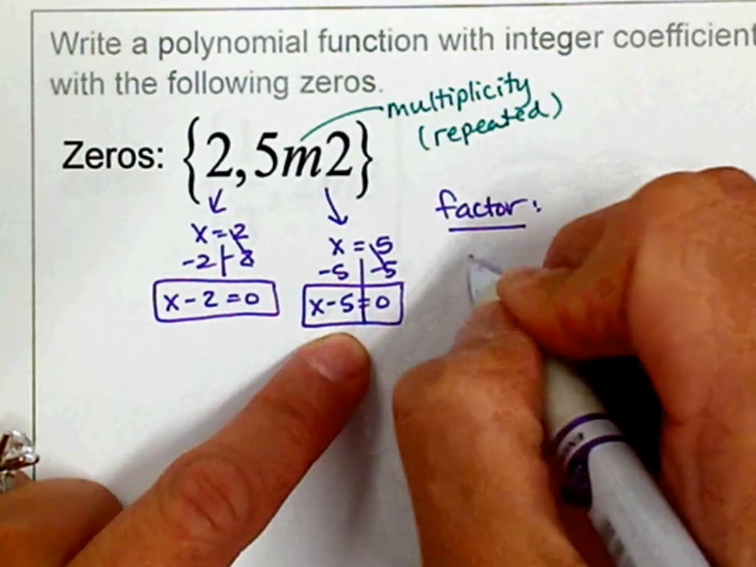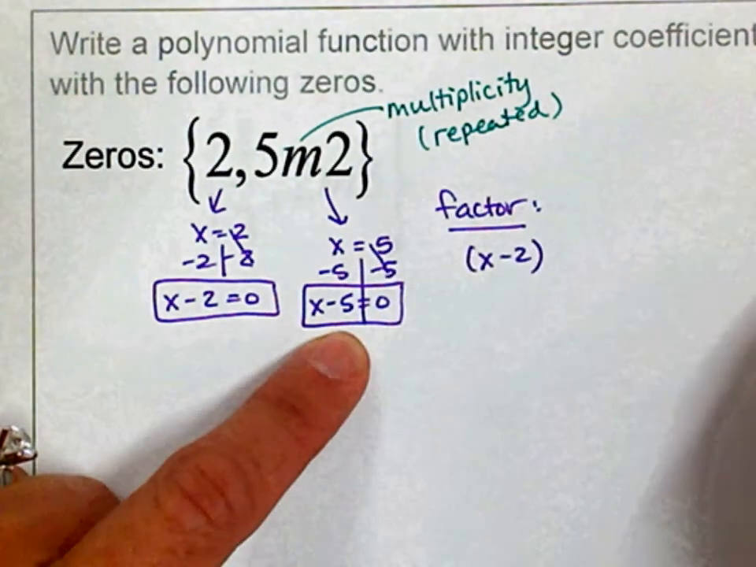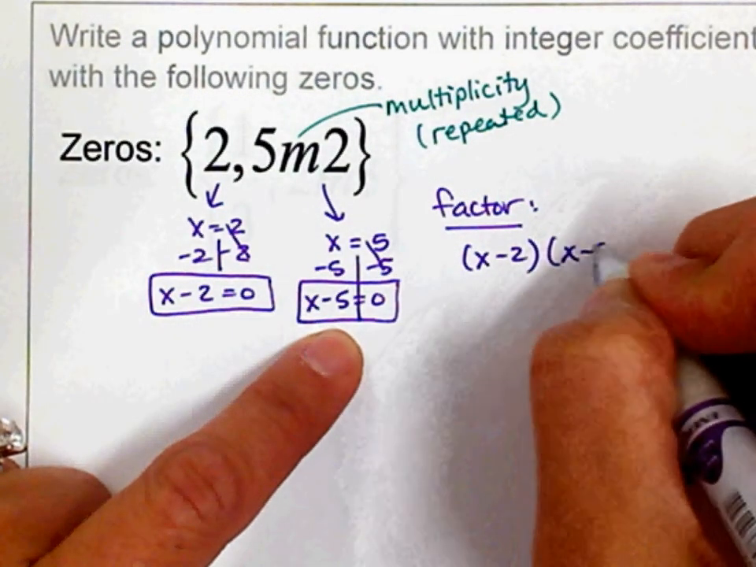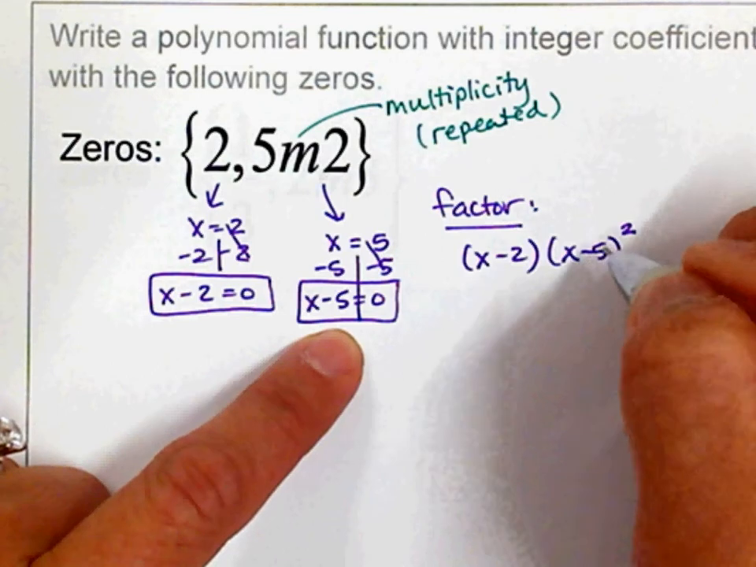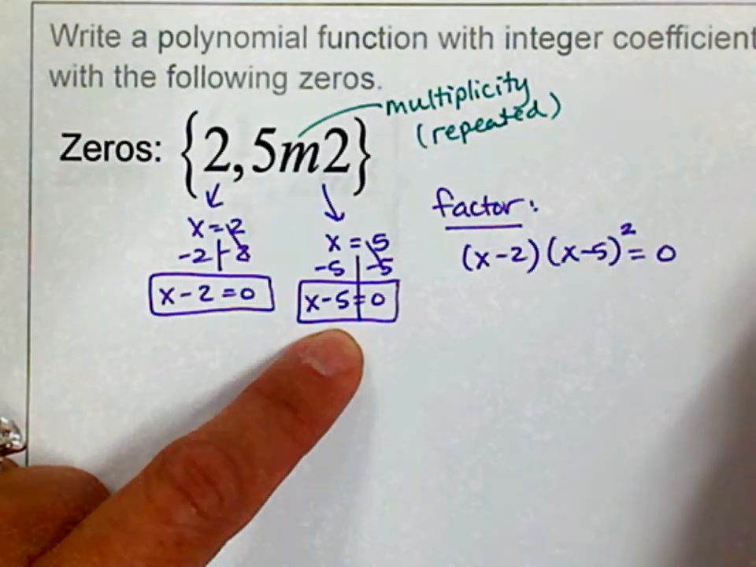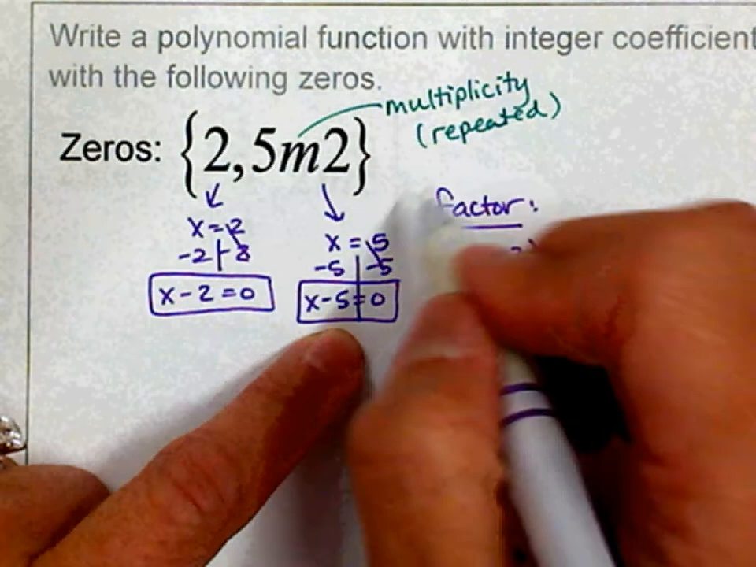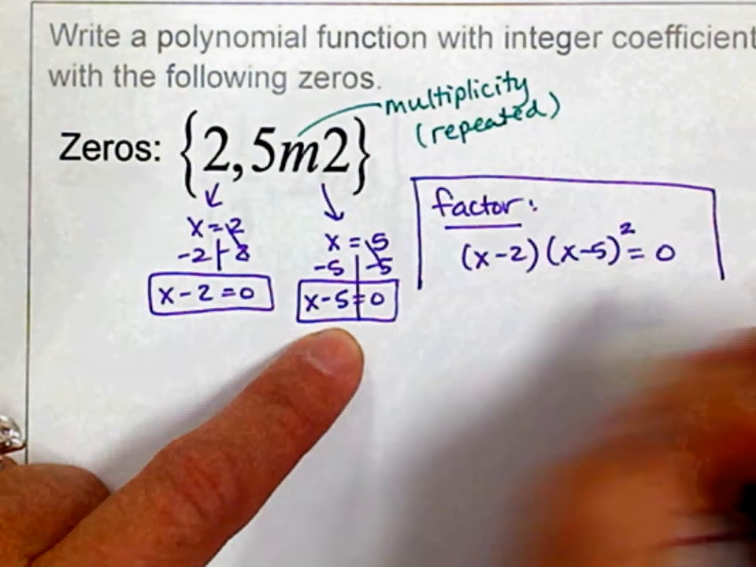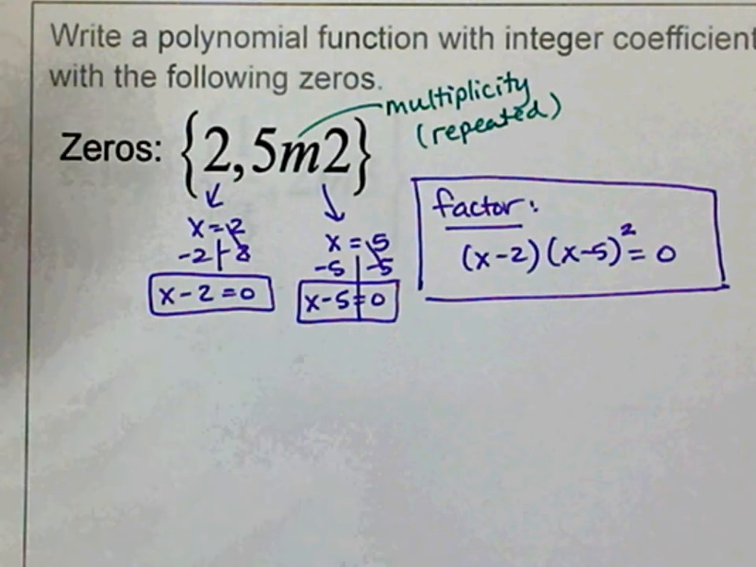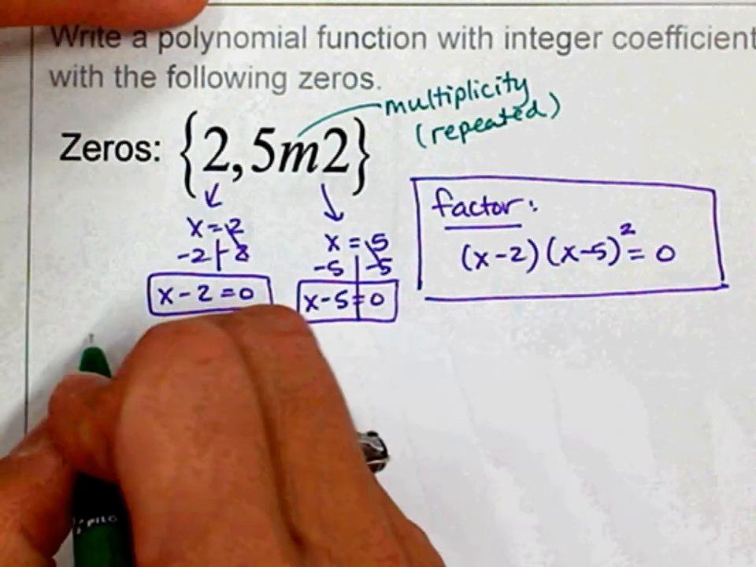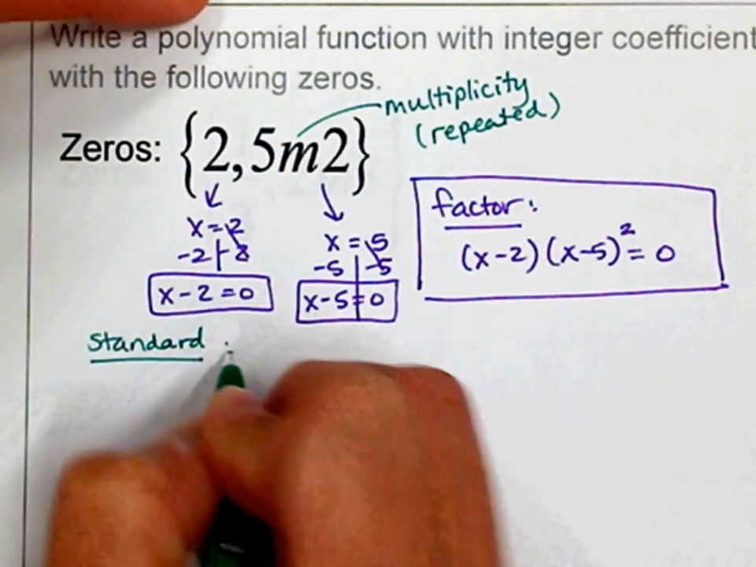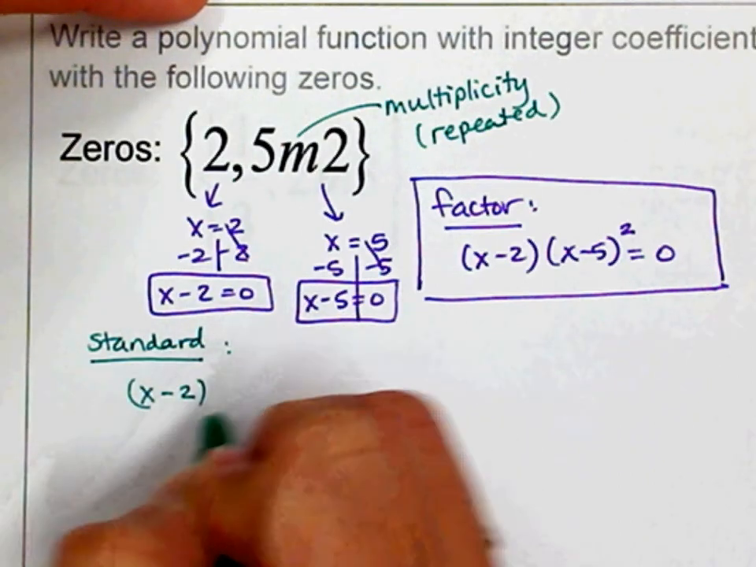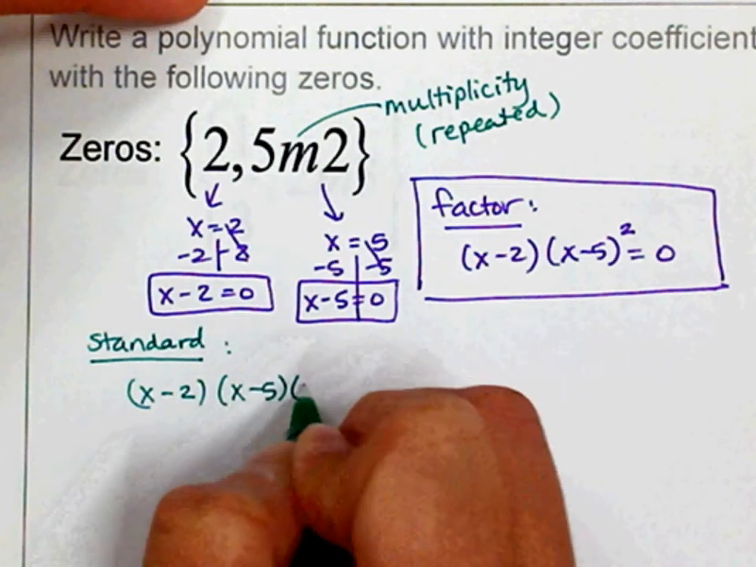So if I were to write this in factor form, it would look like this, right? x minus 2, and then x minus 5 squared. Is that what multiplicity of 2 means? Squared is equal to 0. And there you have your factored form. Okay? So far so good? Nothing crazy, right? All right. How would I write this in standard form? There's only 3, so we can do this one. So x minus 2 times x minus 5 times x minus 5 equal to 0.